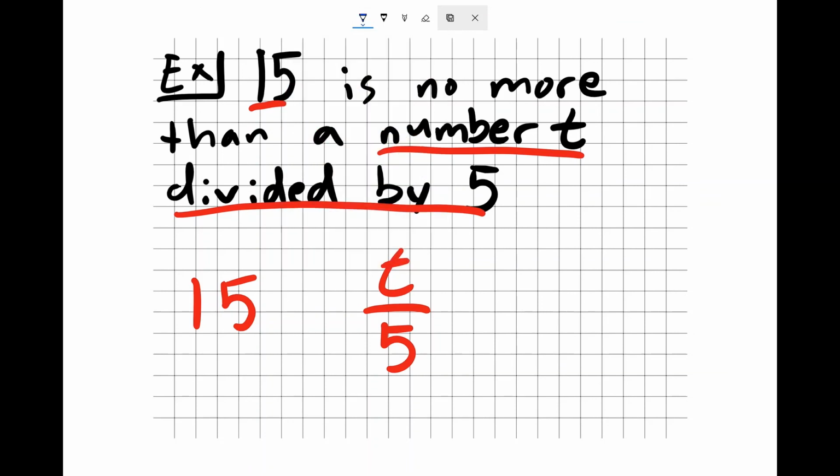This time, the key word is 15 is no more. 15 is no more means that at the most, it is 15. It could be less, but at the very most, the maximum that it could be is 15. So that means 15 is less than or equal to.